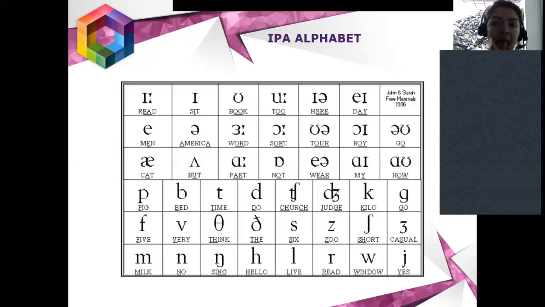So the air goes to the lateral sides of your tongue. Read, read. You don't touch your hard ridge with your tongue, okay? Now, the tongue is in the middle of the mouth. So we say read. Then we have wa, window, and we have yes. Okay? So those are the sounds.